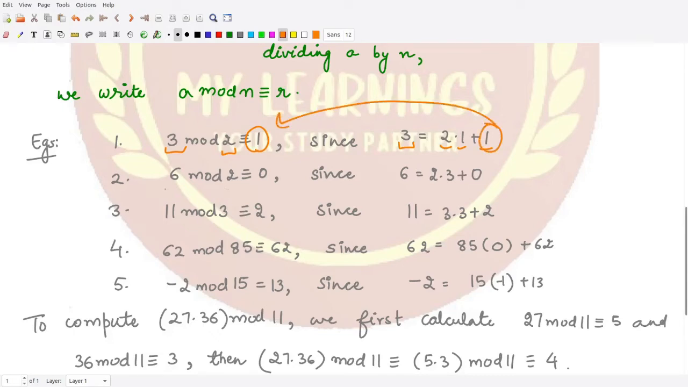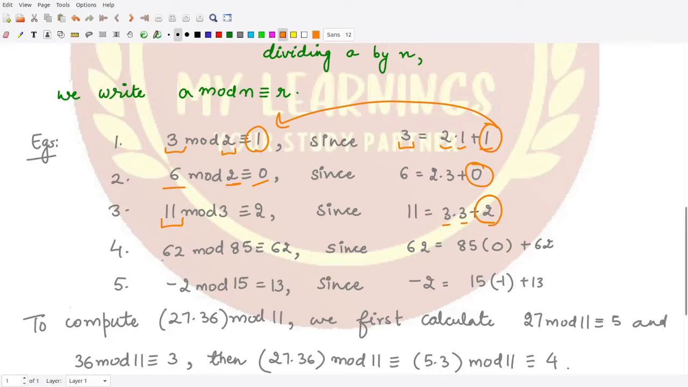Similarly, when you divide 6 by 2, you will get the remainder as 0. So here 0 is the answer. Similarly, when you divide 11 by 3, you can write 11 as 3 into 3 plus 2, 9 plus 2, that is 11. So here 2 is the final answer.